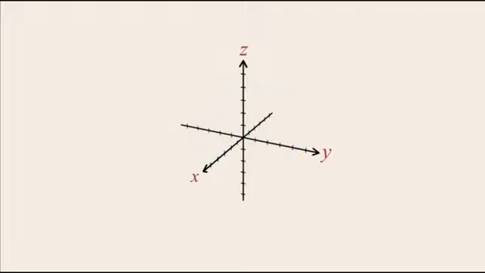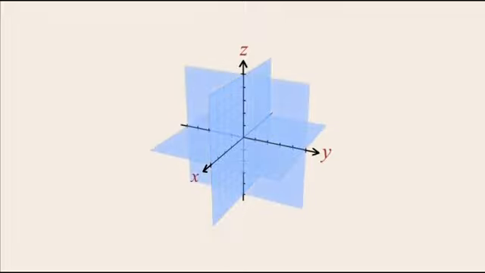Likewise, the y and z axes create the yz plane, and the x and z axes create the xz plane. These three planes divide the Cartesian space into 8 regions called octants. The octants are numbered 1 through 8 and are typically labeled using Roman numerals.